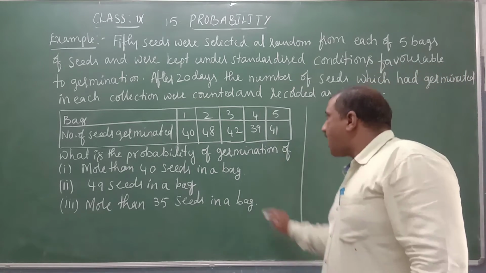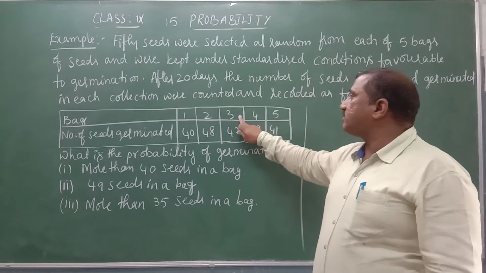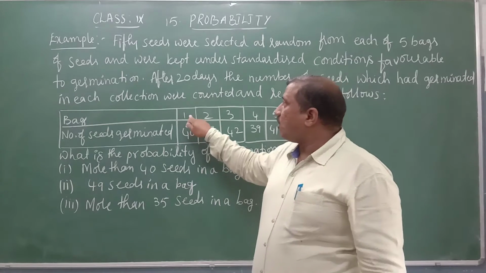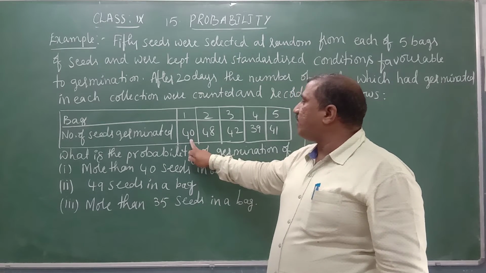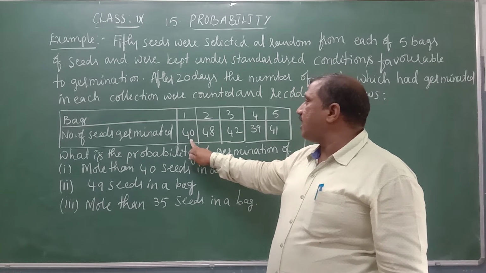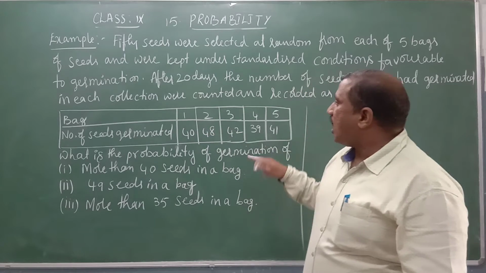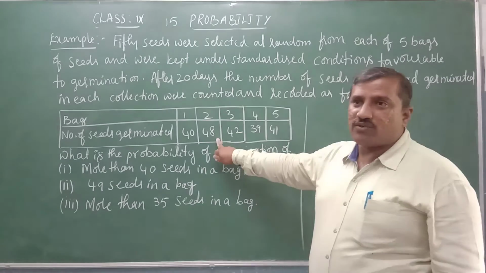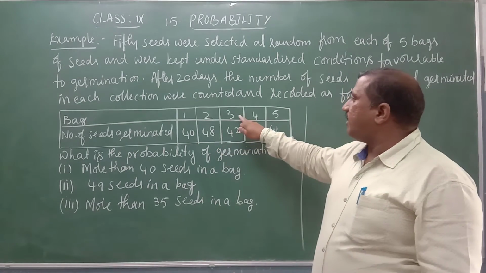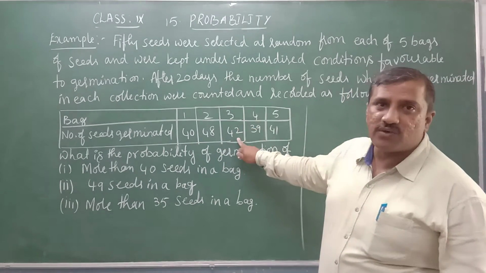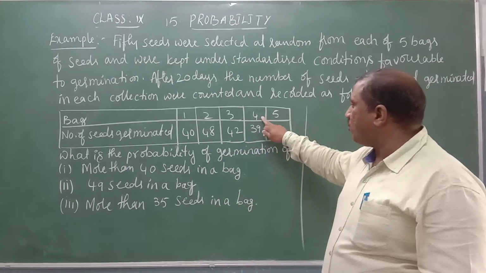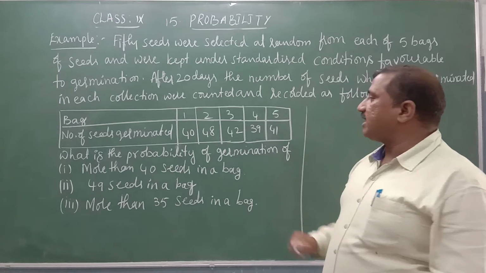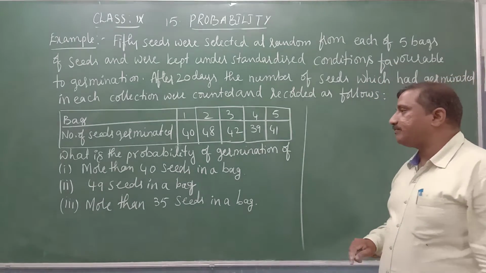That is bag 1, bag 2, bag 3, bag 4, bag 5, 5 bags. Bag 1, out of 50 seeds, only 40 seeds germinated. In bag 2, 48 seeds germinated, in bag 3, 42 seeds germinated, in bag 4, 39 seeds germinated, and in bag 5, 41 seeds germinated.